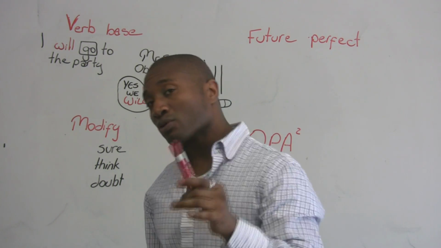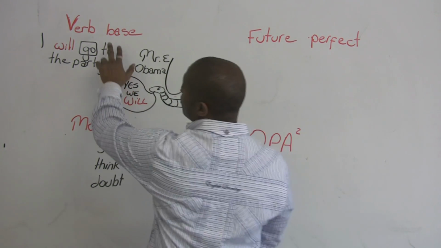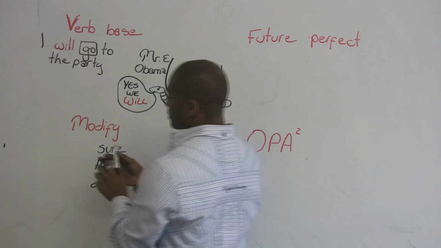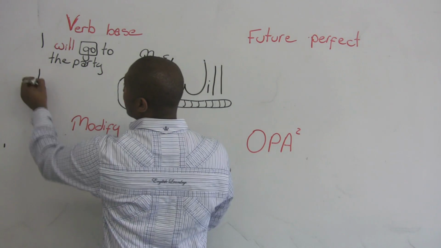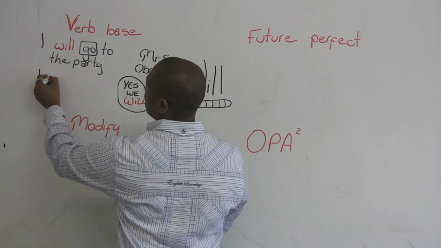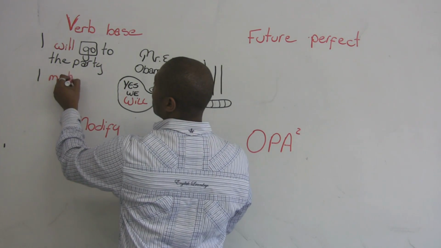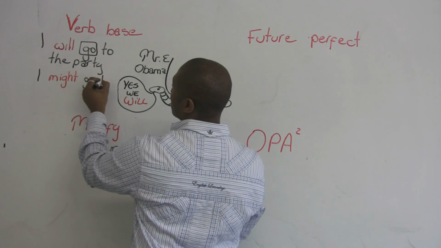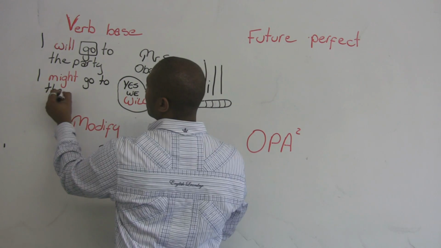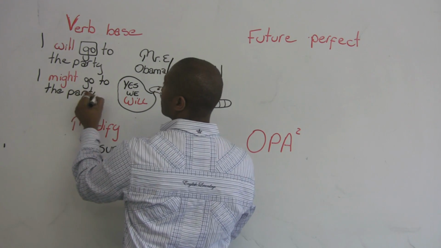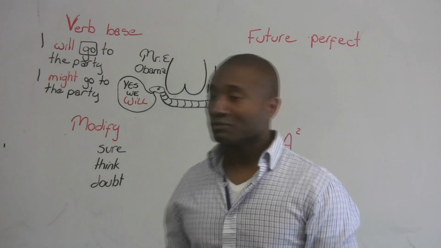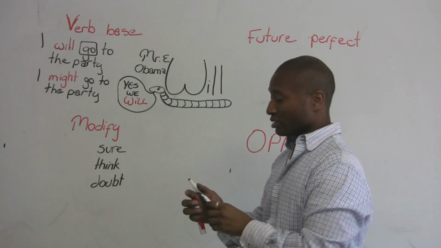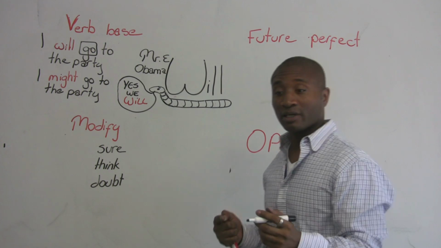Now I can use modals and do the exact same thing because I can use the verb in the base formula with a modal. Let me give you an example. So I can say this. Why? Well, will shows us possibility. What I mean by that is it's future possibility.